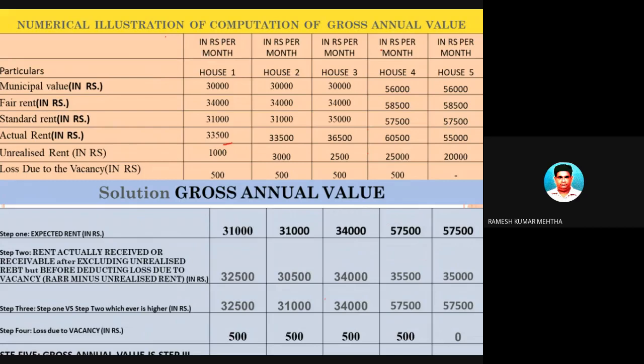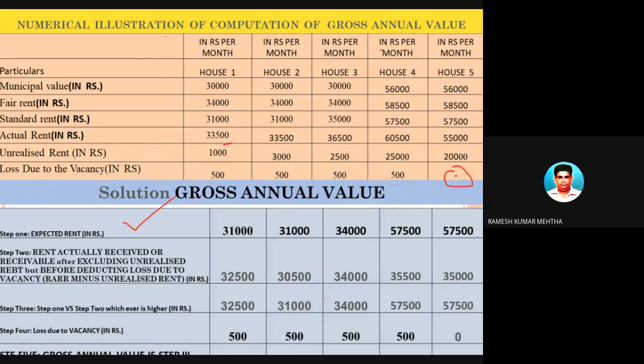So in this case, it is given that municipal value is 56,000, fair rent is 58,500, standard rent is 57,500, actual rent at which it has been let out is 55,000, unrealized rent is 20,000, and loss due to vacancy is nil. Means the house has not remained vacant for any part of the financial year 2019-20. Let's calculate step number 1, which is expected rent.